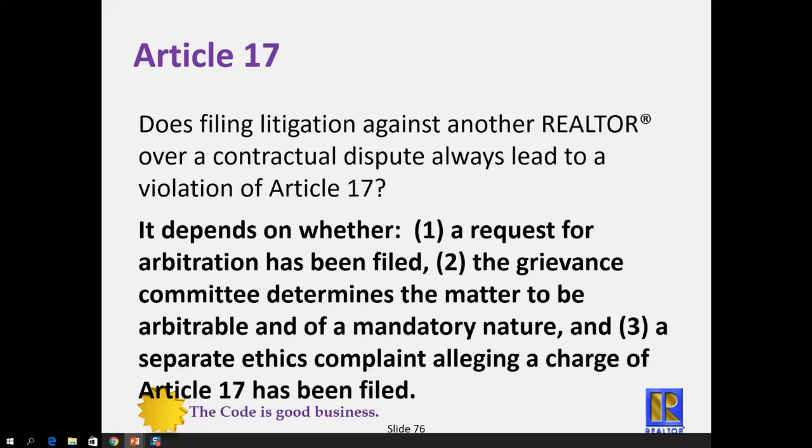So, under Article 17, does filing litigation against another Realtor over a contractual dispute always lead to a violation of Article 17? Your answer C is correct. It depends on whether a request for arbitration has been filed, the grievance committee determines the matter is of an arbitrable and/or mandatory nature, and lastly, a separate ethics complaint alleging a violation of Article 17 has been filed.